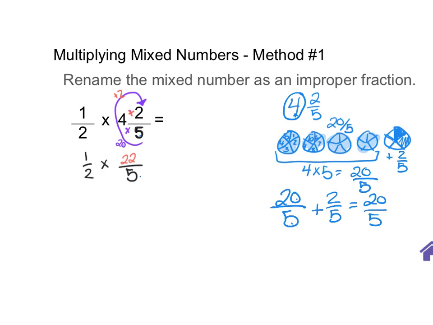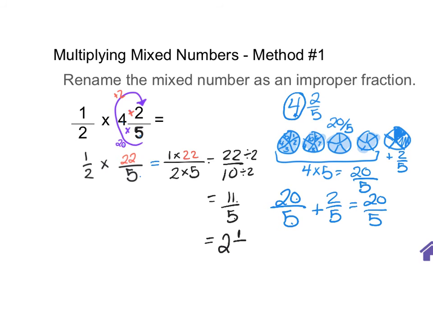All right, now that I have that, I can go ahead and multiply straight across. So we're going to do 1 times the 22, and then I have on my denominator 2 times 5. And that would give me 22 tenths. I can simplify this by dividing by 2, and I would get 11 fifths. And I can simplify that more by saying, okay, 5 goes into 11 2 times, because 2 times 5 is 10, and then I have one more to get to 11, and then the fifths stayed the same, okay?